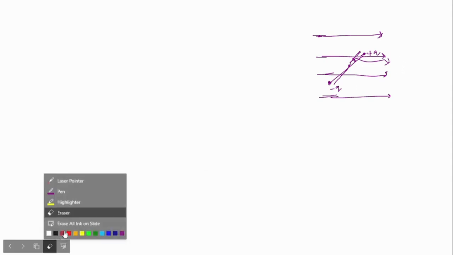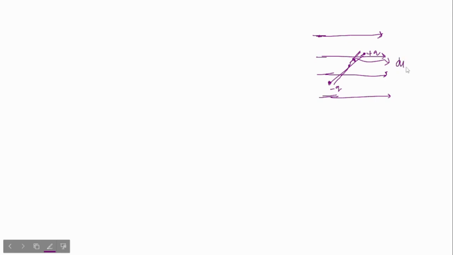Suppose this is your electric dipole, with minus charge and plus charge, kept here in your uniform electric field. If you displace this dipole by a small angle d theta, this angle is your d theta. You need to know the work done, and then we'll integrate it.